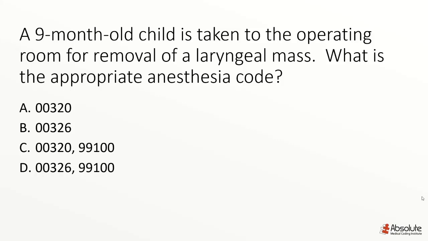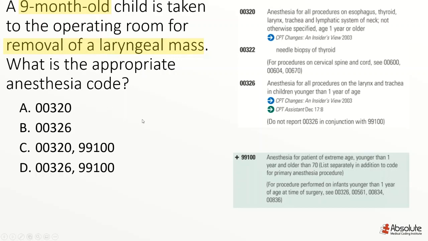All right, guys. That is more than time. So I think everybody's got answers in there, and we're going to go ahead and unpack it. All right, it's B. I had a little bit of a split between B and D actually, and so this is going to be an aha moment. All right, so why do we only need 00326? I'm going to tell you why. This is a 9-month-old. They are having a laryngeal mass removed.